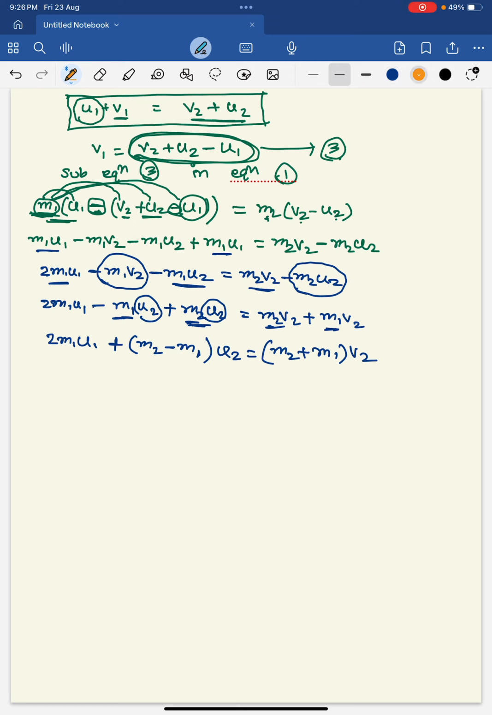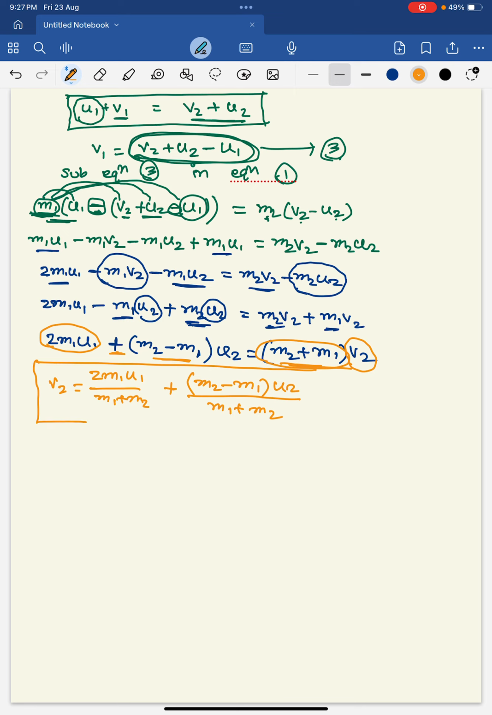So from this expression, this V2 term, I'm taking to the left side. So V2 is equal to 2M1 U1 divided by this term. What is this term? M1 plus M2. So here plus will be there. Plus, what is the next term here? (M2 minus M1) into U2 divided by, again this term, M1 plus M2. So this is the expression for the velocity of the second body after the collision. Okay, so finally I got V2.